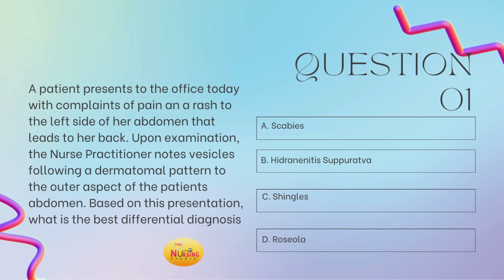All right, so question number one states, a patient presents to the office today with complaints of pain and a rash to the left side of her abdomen that leads to her back. Upon examination, the nurse practitioner notes vesicles following a dermatomal pattern to the outer aspect of the patient's abdomen. Based on this presentation, what is the best differential diagnosis? Is it A, scabies, B, hidradenitis suppurativa, C, shingles, or D, roseola?